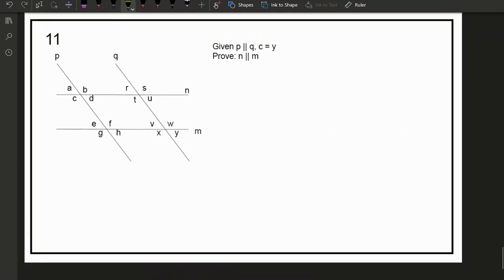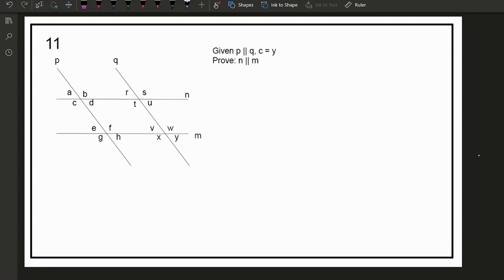Okay, last one. All right, number 11. Before I do this, there was a little typo on here, so I'm just going to fix this. This should have been C is equal to X. So first thing, I'm going to write down P is parallel to Q. Let me put my marks in here. And C is equal to X. And that is given.